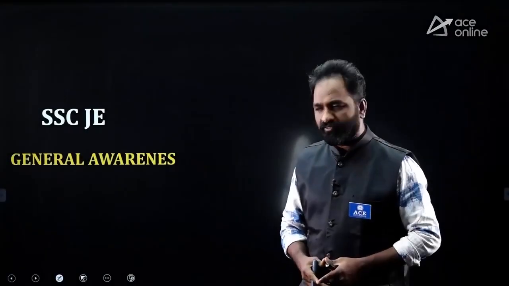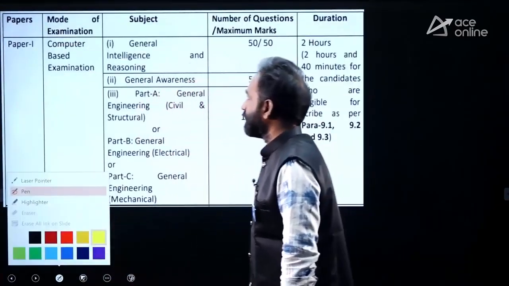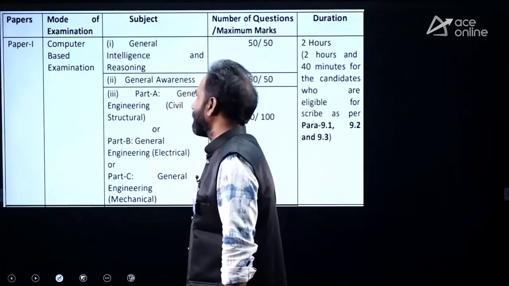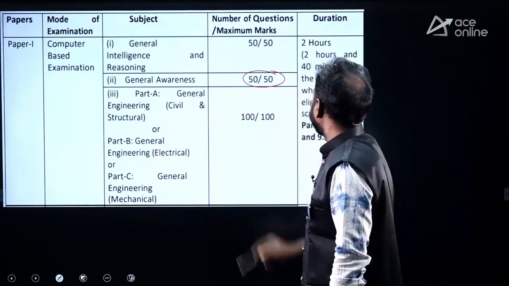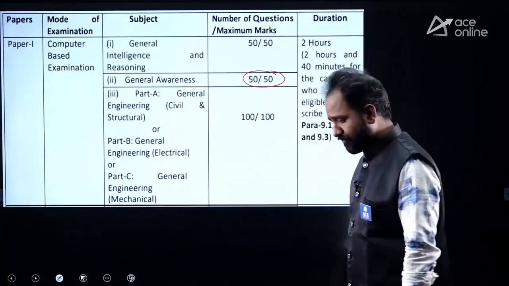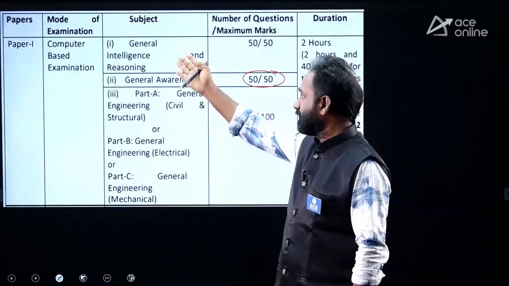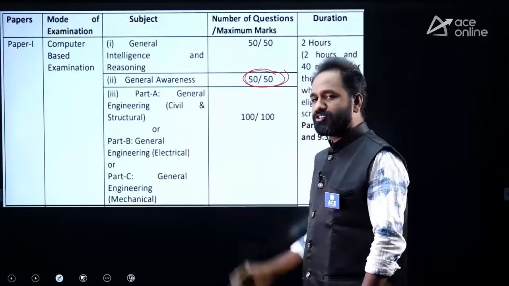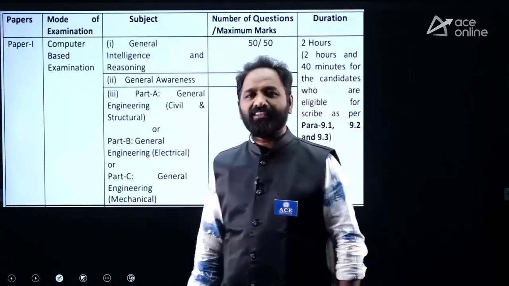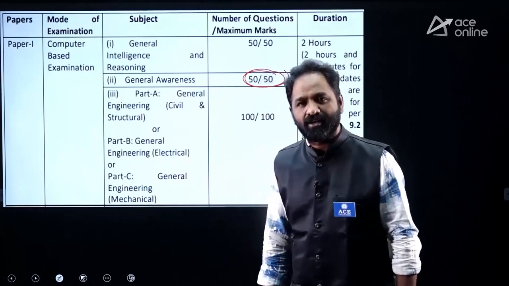Okay, let's focus on general awareness, right? Everyone is aware of the weightage of general awareness. In paper one, in the beginning, sir already explained that. General awareness is 50 marks, and negative marking is also there. Remember one thing: along with technical and general intelligence or reasoning, general awareness has a weightage of 50. So there is no scope of escape and no scope of negligence. You have to give a lot of importance to general awareness also.